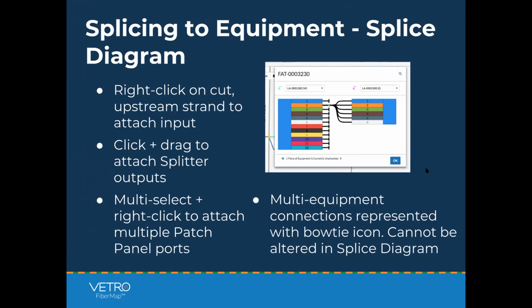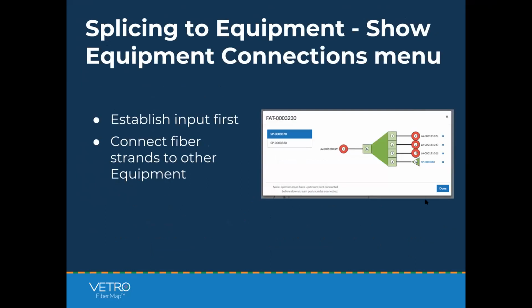It's important to note that the bow tie cannot be cut or altered from here. It signifies that you'll need to work within Show Equipment Connections because of the complexity of multiple equipment connections and fiber connections. It necessitates that. So this is where we represent this information. This is also in the attributes for a network point. It's the Show Equipment Connections menu.